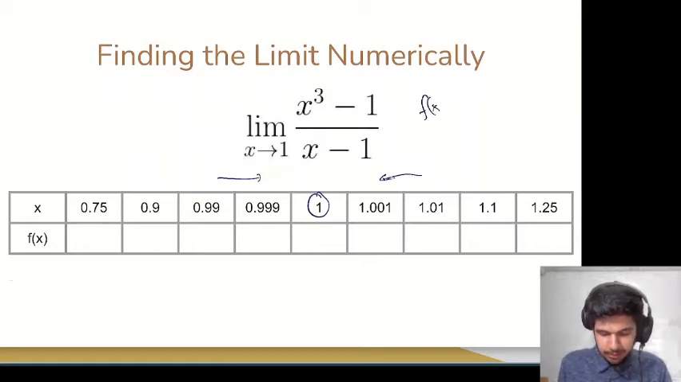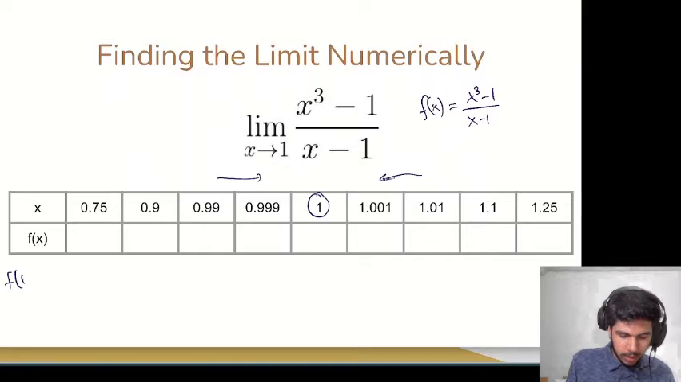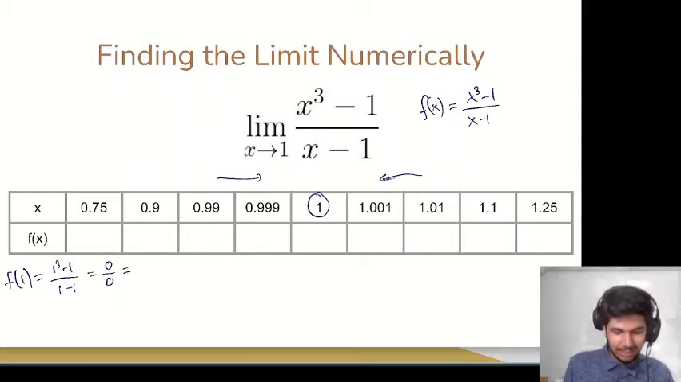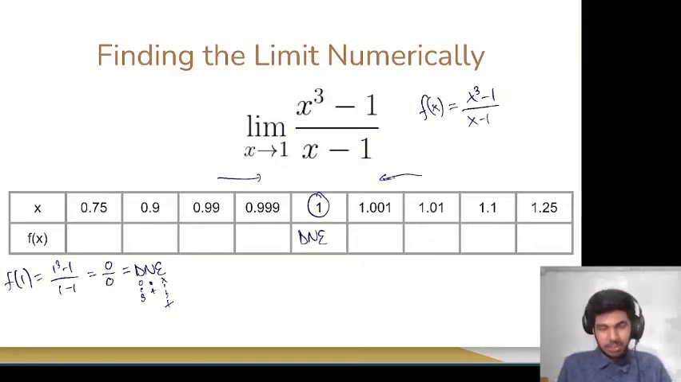So we have f of x equals x cubed minus 1 over x minus 1. So what does f of 1 equal? f of 1 equals 1 cubed minus 1 over 1 minus 1, which is equal to 0 over 0. We don't really know what that is. We don't know what 0 divided by 0 is, so we say this is DNE. DNE stands for does not exist. So I'm just going to put that in the table here. And yeah, we just don't know what that's equal to, because we don't know what 0 divided by 0 is.